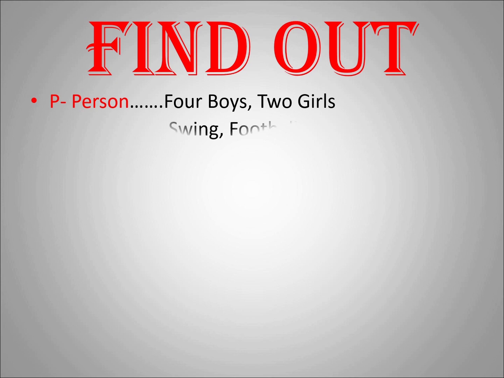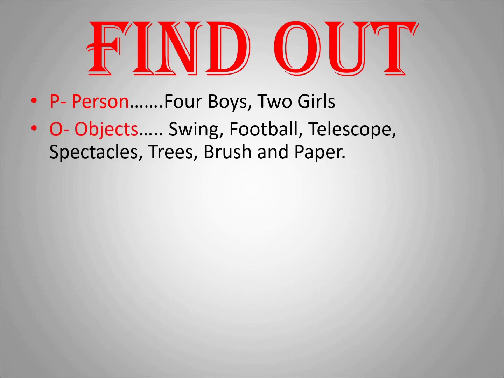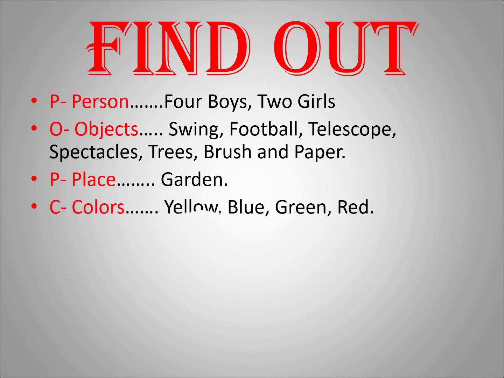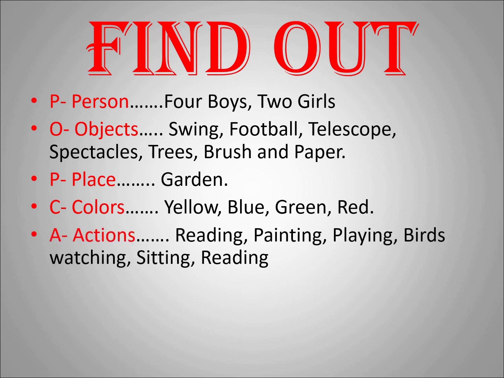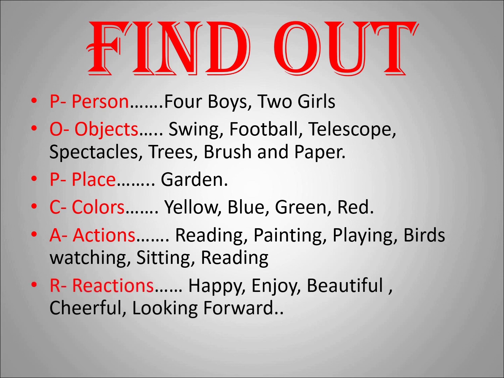So now we have to find out the things which I told you in the previous slide, that is, how many persons are there, which are the objects they are using, which is the place there, what are the colors in that picture, what are the actions those persons are doing, and what are the reactions of those persons while doing the activity which they are doing in that given picture. You can see I have found out so many words for that POP car. Now you have to use these words to frame sentences.